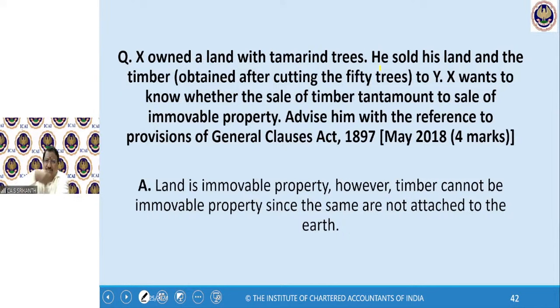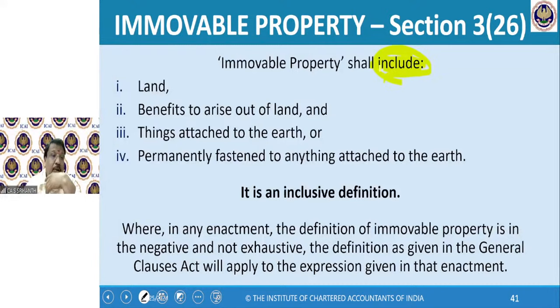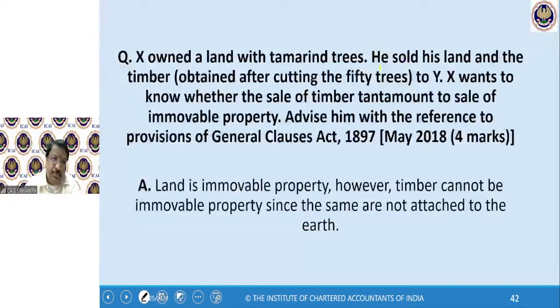Tree. Fruits are definitely not immovable property. Tree is also not immovable property. Growing crops, though they are exempted from the definition of goods under the Sale of Goods Act, are movable property. Growing crops are movable property, but not goods. They won't come under the definition of goods, but they are movable property. Okay, so this is the point.